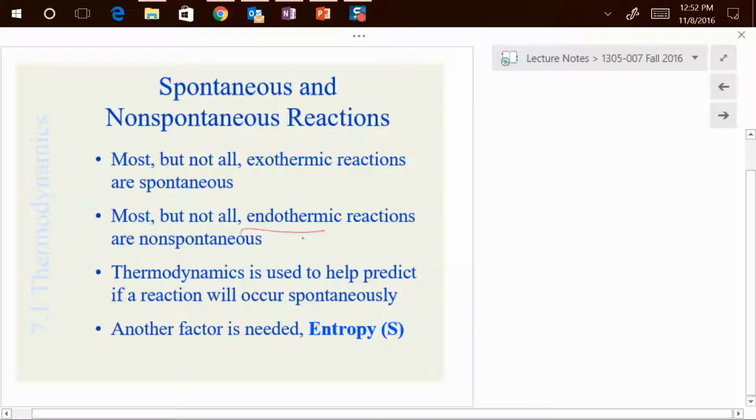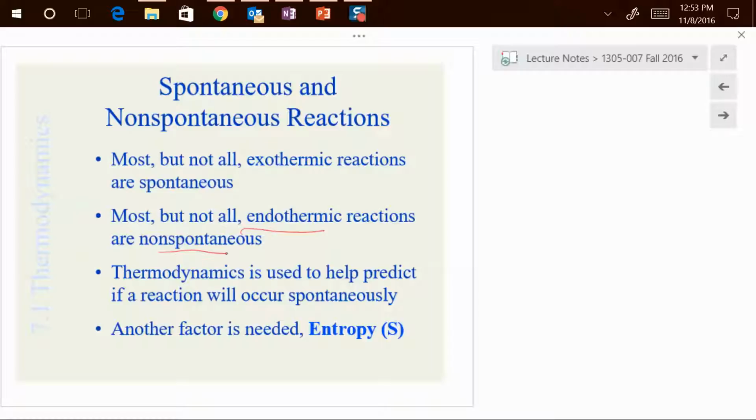So endothermic processes are usually non-spontaneous. But are they always non-spontaneous? No, they're not. Are all exothermic reactions spontaneous? No, they're not. Just most. So there are those exceptions out there. So that means we can't describe spontaneity based on whether you are exothermic or endothermic. Therefore, spontaneity must be based on whether you are exothermic or endothermic and something else.